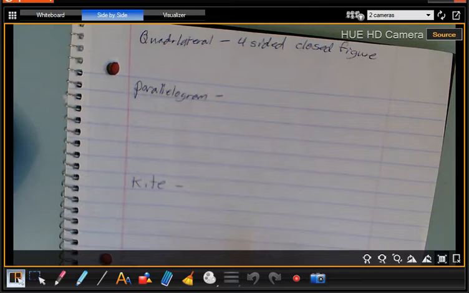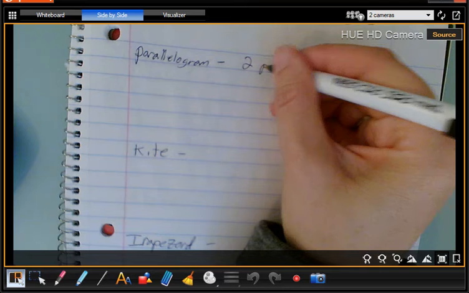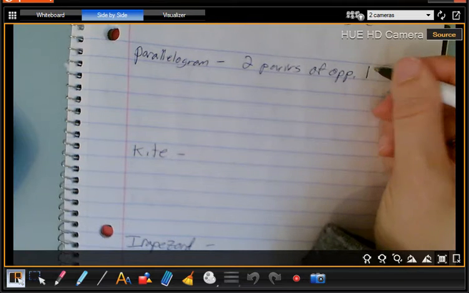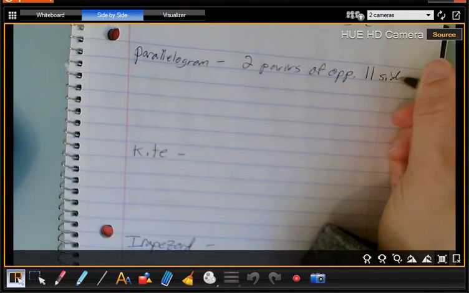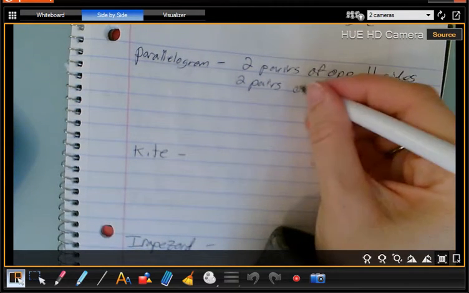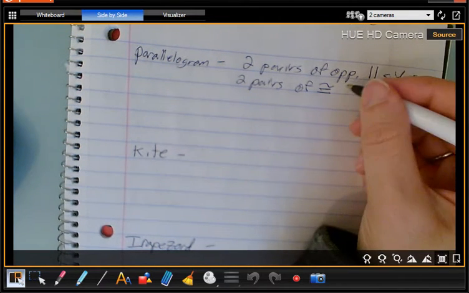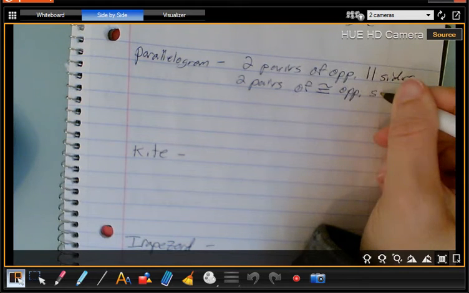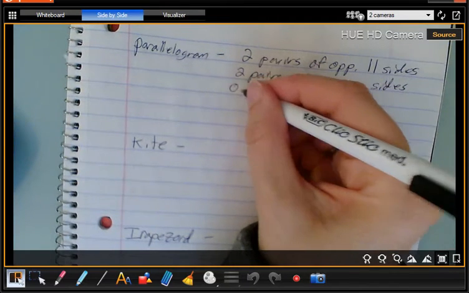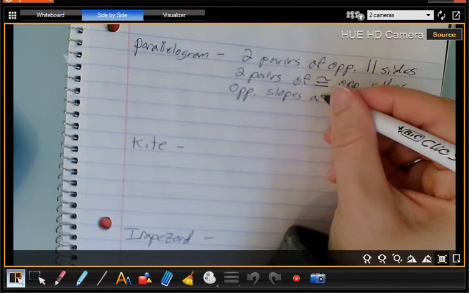Now we're going to look at a parallelogram. A parallelogram has two pairs of opposite parallel sides, that's the symbol for parallel. It has two pairs of congruent, this is the symbol for congruent, equal sign with a little thing on top, opposite sides. The opposite slopes are the same.